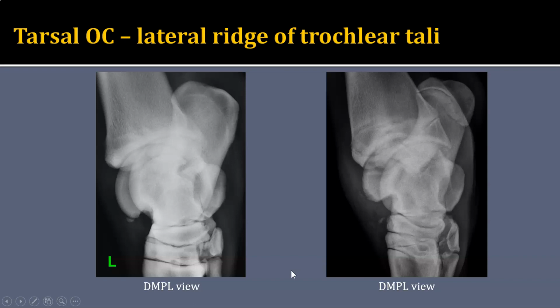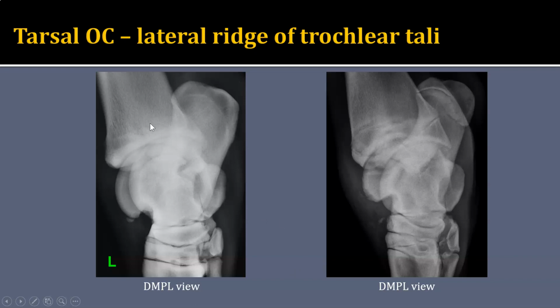These are two different horses with examples of tarsal osteochondrosis involving the lateral ridge of the trochlear tali. And when the trochlear tali is involved, the lateral ridge is usually affected in the more mid through distal portion. Very large fragmentation of the distal aspect is much more common in heavy horses and is usually clinically significant.